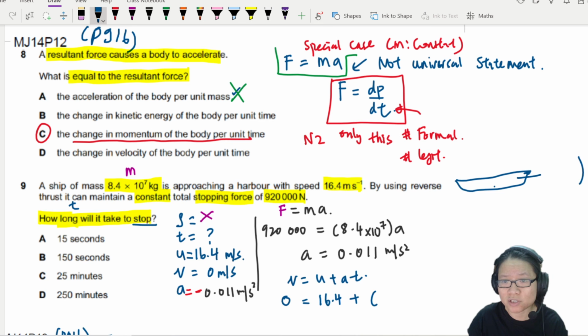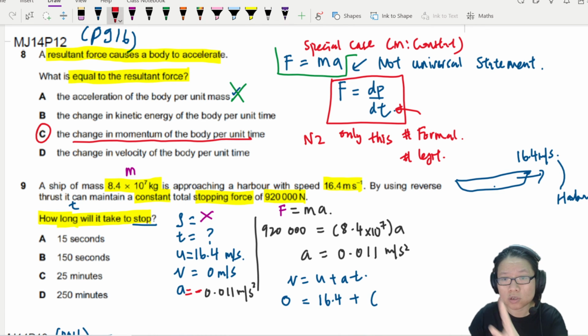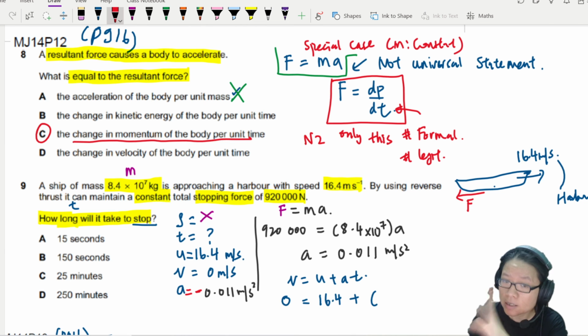Okay, so if the boat is traveling, this is the harbor here. If the boat is traveling here at 16.4 meters per second and you want to slow down the boat, the stopping force must be in this direction. This is the force, which means this is also the same direction as acceleration. So if 16.4 is positive, then acceleration must be negative. So I put a negative here, okay?